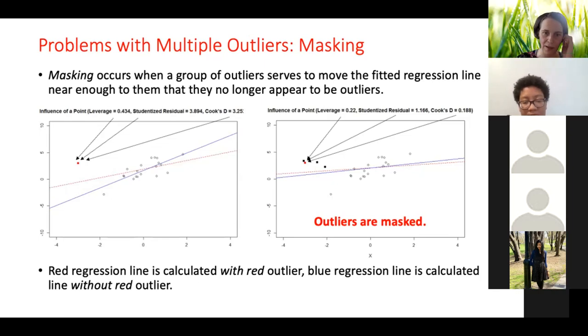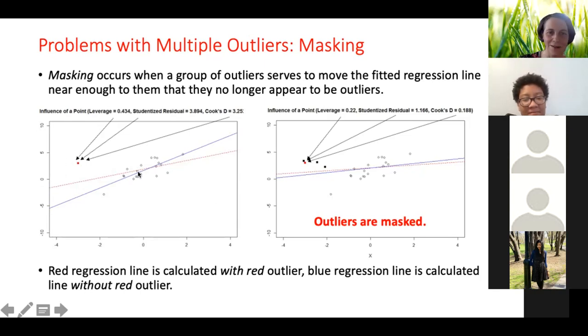It's called masking, right? And then again, I apologize. The blue regression line is calculated... no, it was right. Demented today. The blue regression line is calculated without the outlier, so basically the fit for the black circles. And the red dashed line is calculated with the outlier.